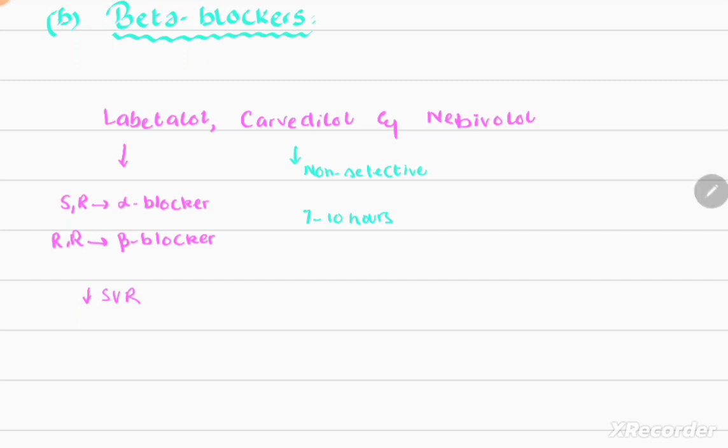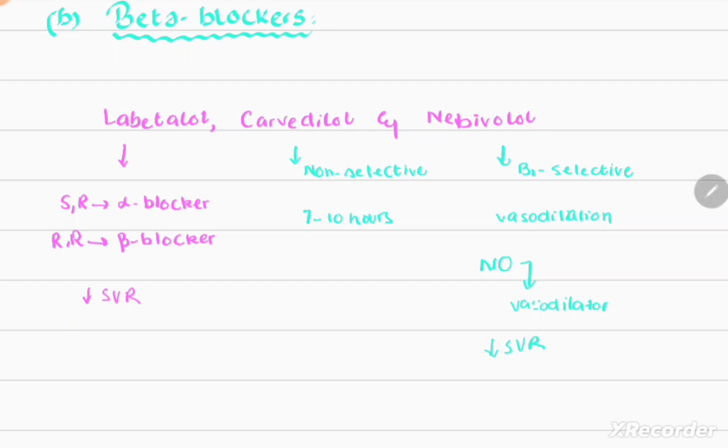Nebivolol is a beta 1 selective drug, and the unique feature of this drug is that it causes vasodilation, and this vasodilation is mediated by the secretion of NO, which is nitric oxide, and nitric oxide is a very potent vasodilator. So nebivolol causes the increased secretion of nitric oxide, and as a result there is a decrease in the systemic vascular resistance. So the antihypertensive effect of these drugs is mediated by decrease in the systemic vascular resistance.